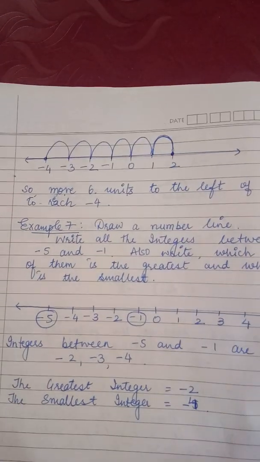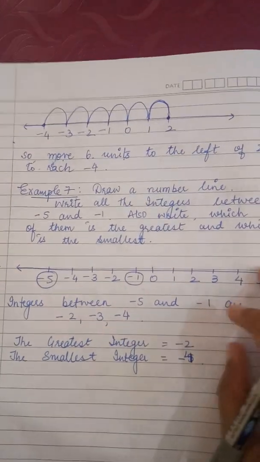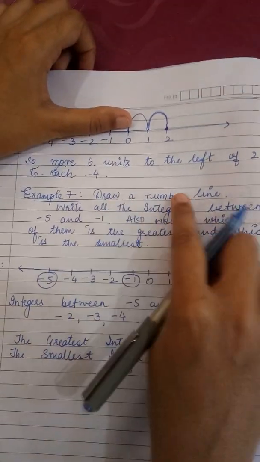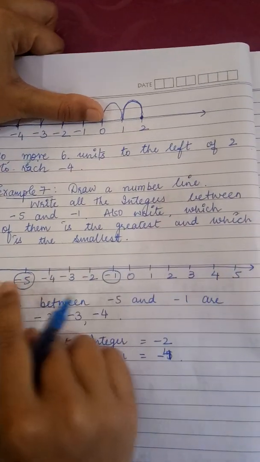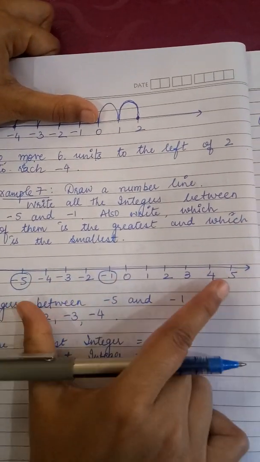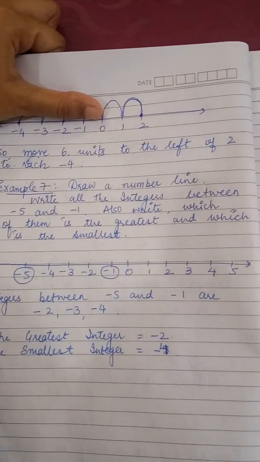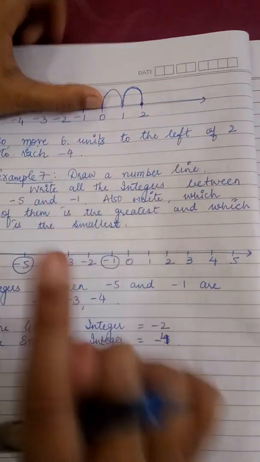Okay, now let's do example 7. Now in example 7 you have to draw a number line. We have drawn the number line like this, and after that you have to label it like 0, 1, 2, 3, 4. This is called labeling, that you are writing the integers on this number line. Okay, now you have to write all the integers between minus 5 and minus 1.